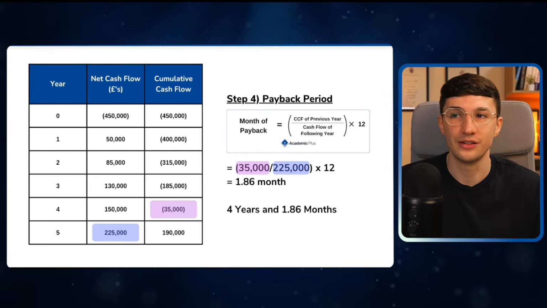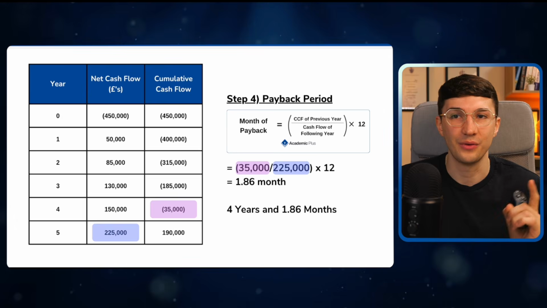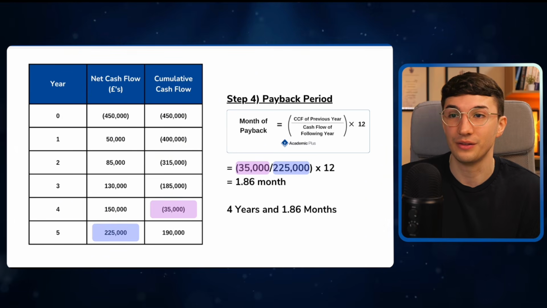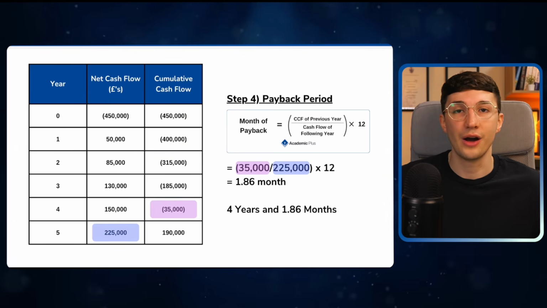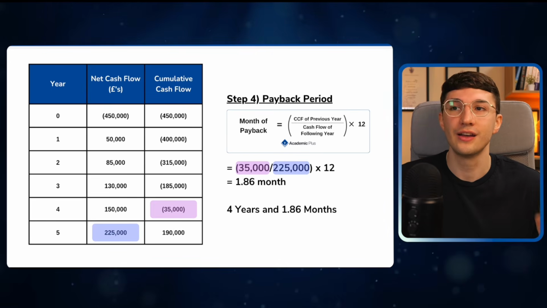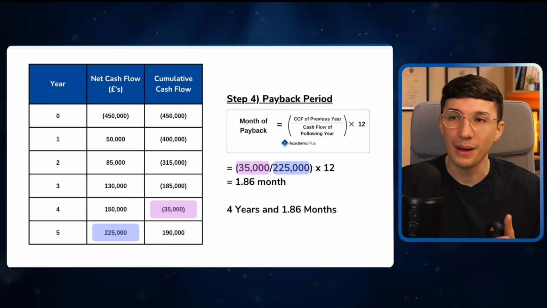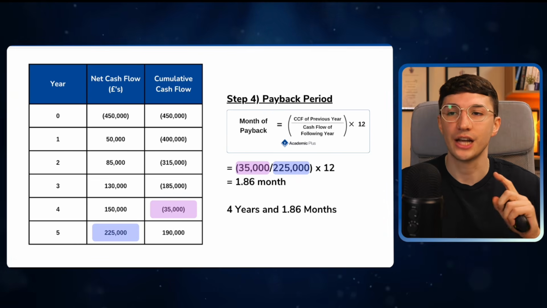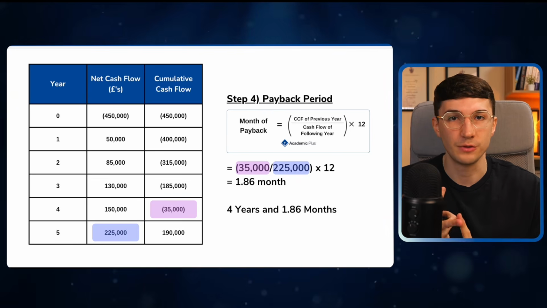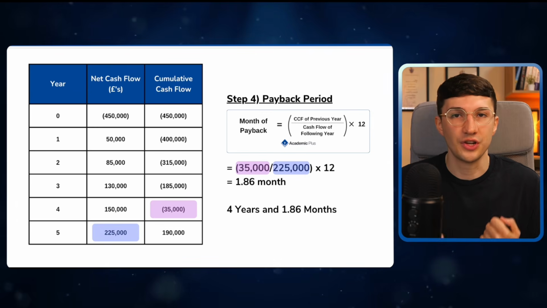So all I need to do is, I take £35,000 divided by £225,000 times by 12, because of course that's how many months there are within the year, and that gives me 1.86 months. So my payback period for this project, it takes 4 years and 1.86 months until I recoup that initial investment.